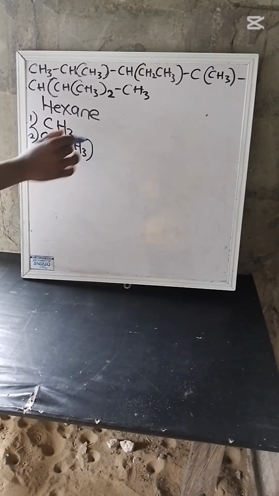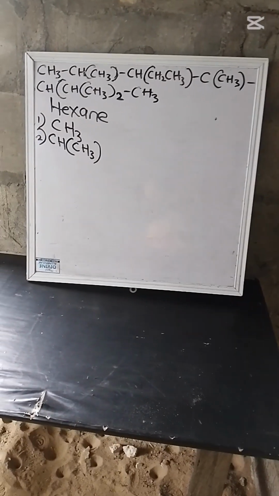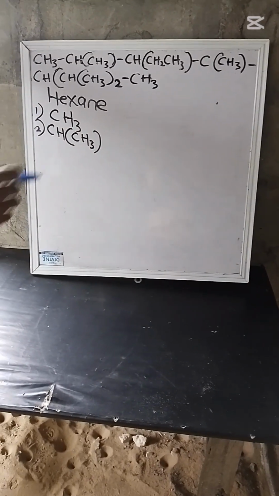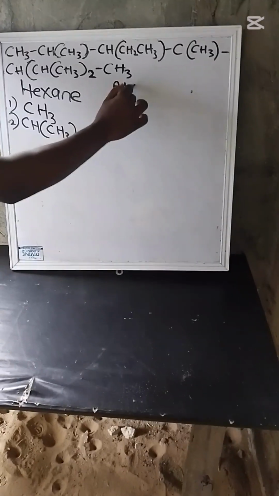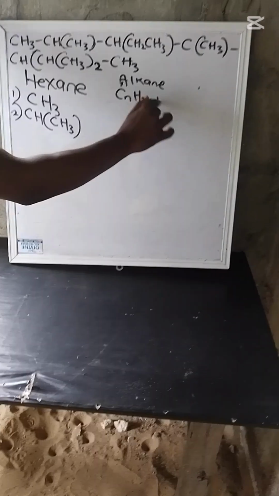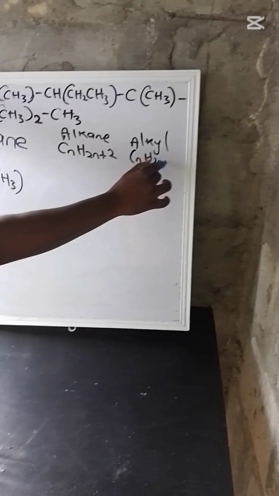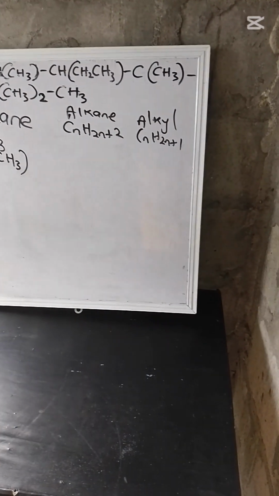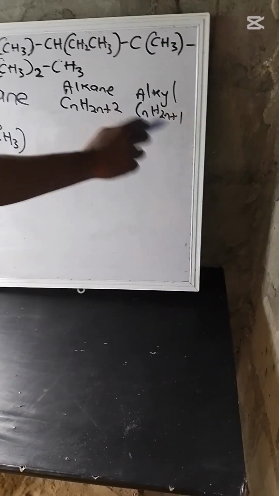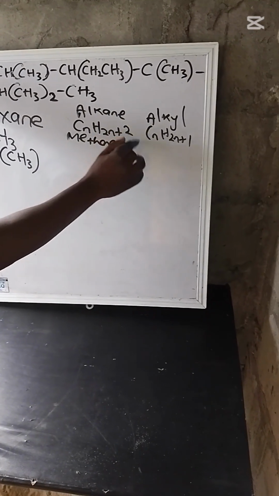CH3. Now this is a methyl group. Now methyl, ethyl, how do I get the methyl? It's from this formula. In the alkanes, we have a general formula CnH2n plus 2. But in the alkyl, we have a general formula CnH2n plus 1. So from the molecular formula, you can see that alkyl was derived from alkane by removal of just 1 hydrogen. So in the alkane, I have methane. So therefore, here will be what?